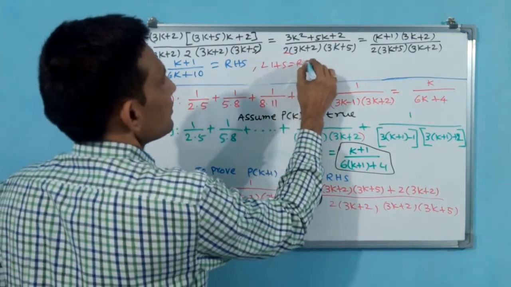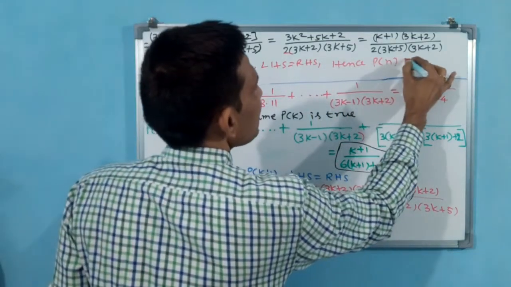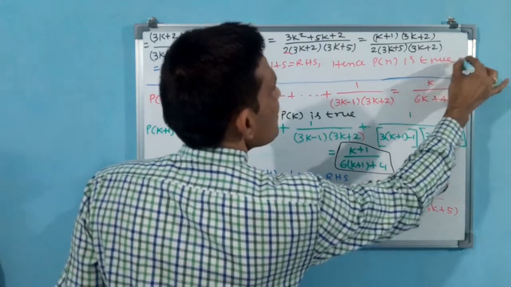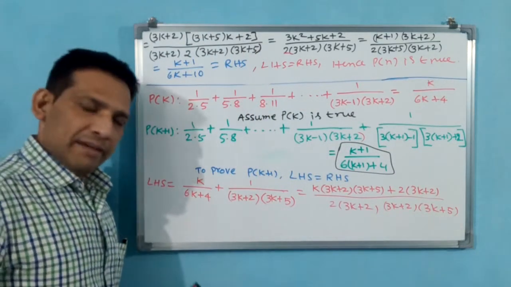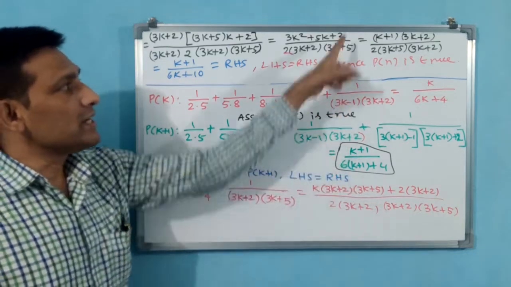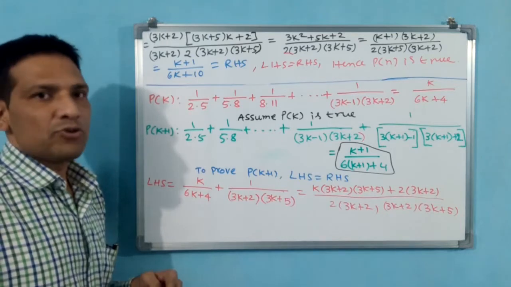LHS is equal to RHS, hence P of n is true. Okay? Note down this question. We will go for the 11th question. How I have proceeded by seeing RHS, this is very important, crucial, or else you are not going to achieve the answer.